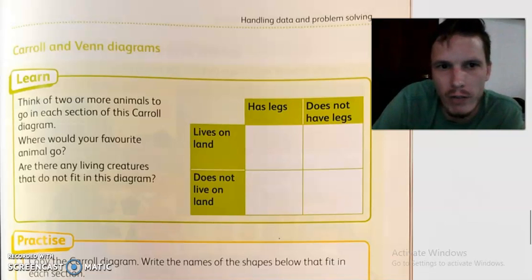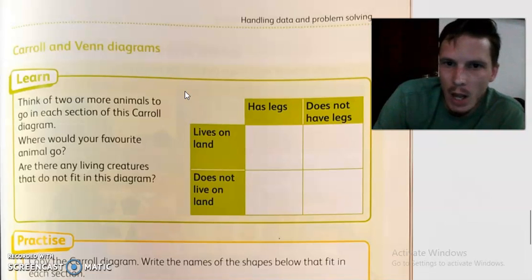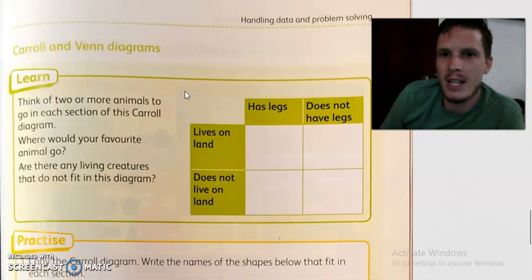On page 105, we're going to learn about something called a Carroll diagram. We're going to look at this Carroll diagram here, and we're going to think of some animals to go in each section of this Carroll diagram, 2 animals to go into each section. The Carroll diagram helps us to sort things into their properties much more easily.